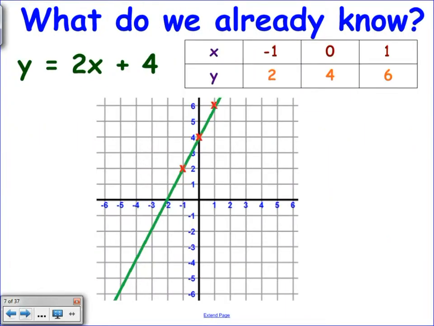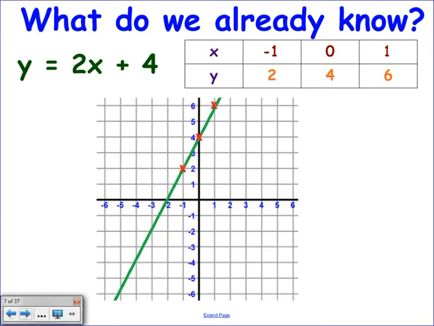So let's look at that last example then. Let's lead into today's lesson using that smart example. We had y equals 2x plus 4, and we worked out the values of x, and then we put in the value of x, and we got a value of y, and we said they were 2, 4, and 6.